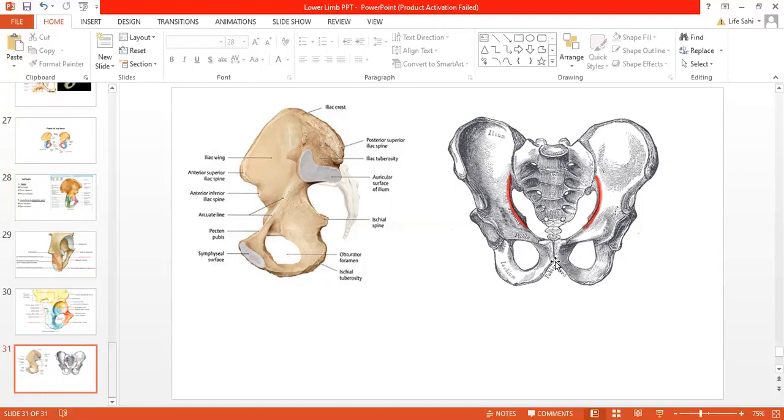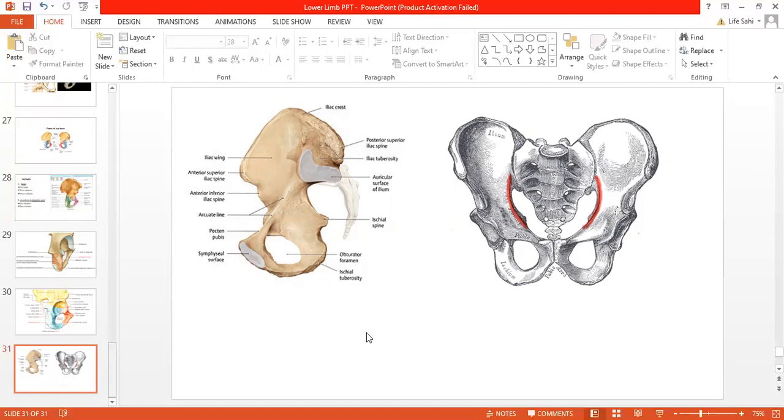They converge at an angle below the pubic symphysis, and the angle they form is called the subpubic angle. So the pubic arch is formed by the inferior borders of the conjoined ischiopubic rami on two sides, and these two borders converge at an angle, which is called the subpubic angle, below the pubic symphysis.